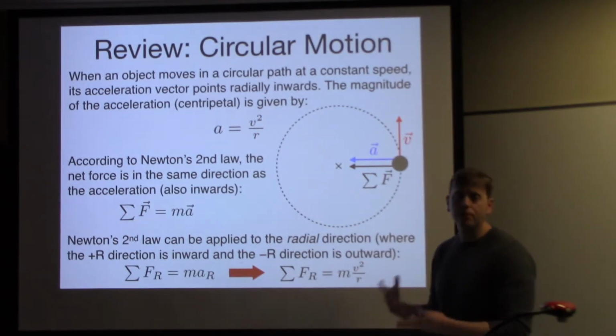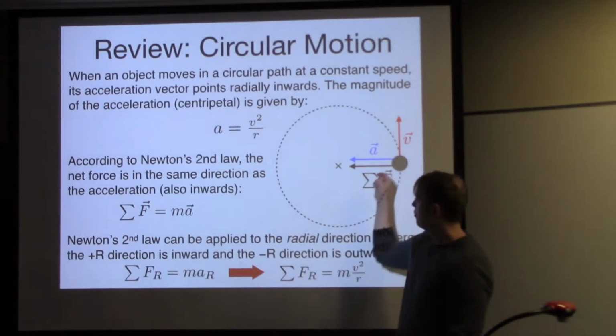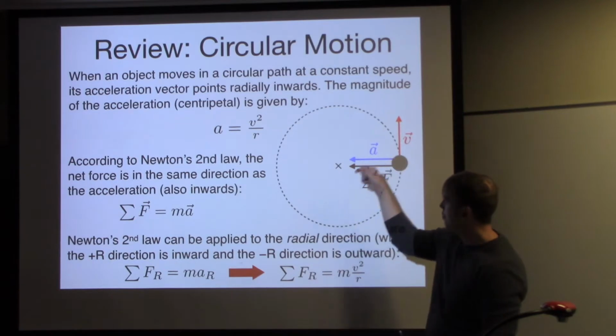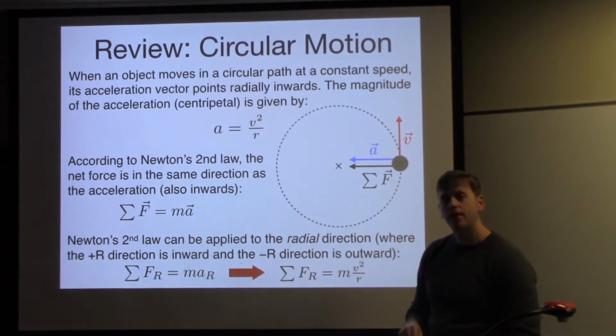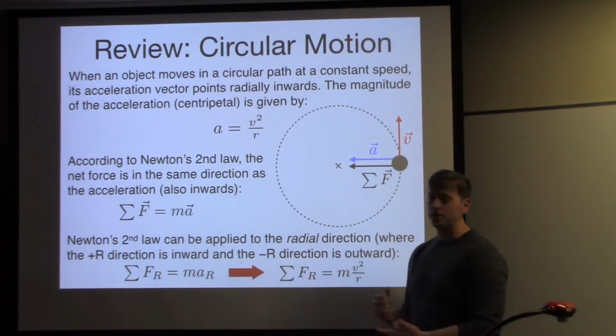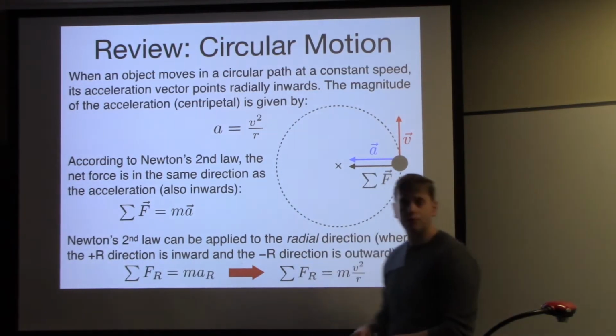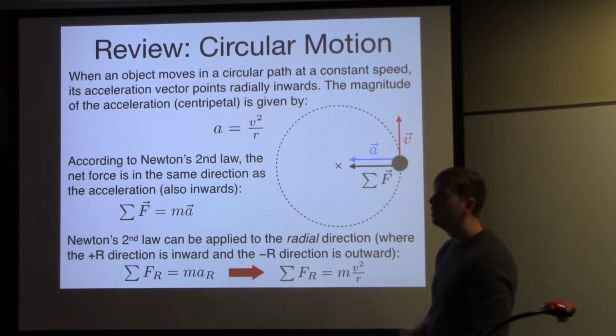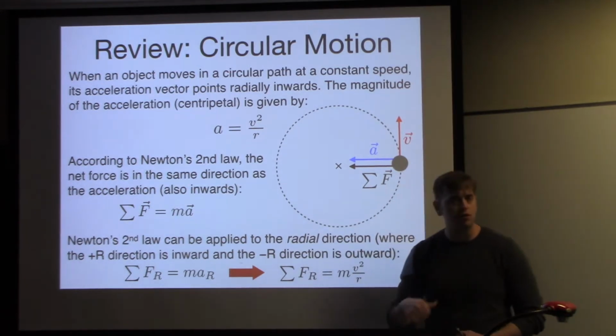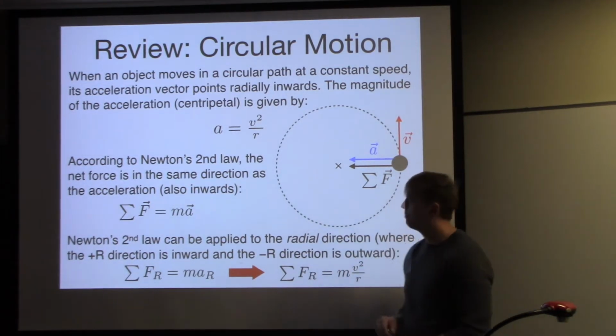So centripetal is just a fancy way of saying center seeking. So the A vector always points inwards towards the center. And on top of that, we know something about the magnitude. It's given by v squared divided by r. So that's centripetal acceleration. That's always going to be present for any sort of object moving in a circular path.